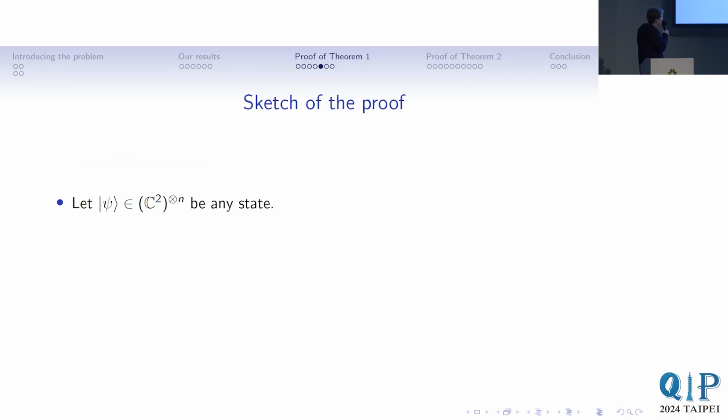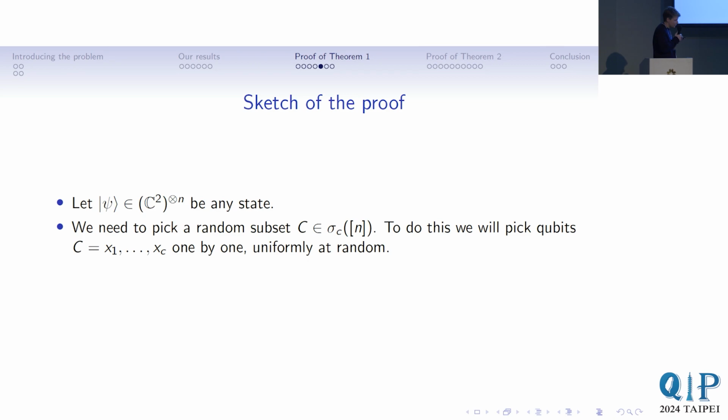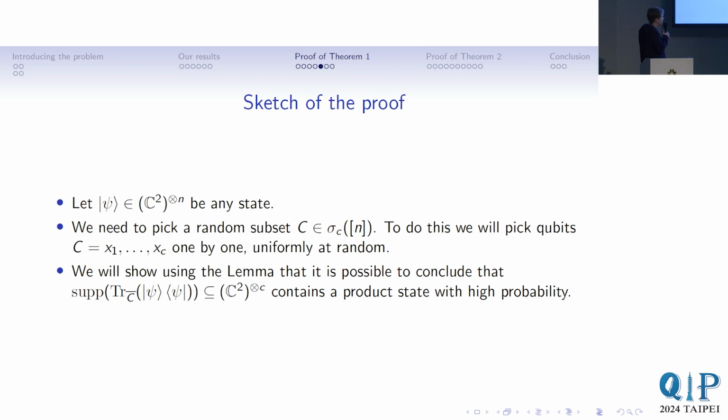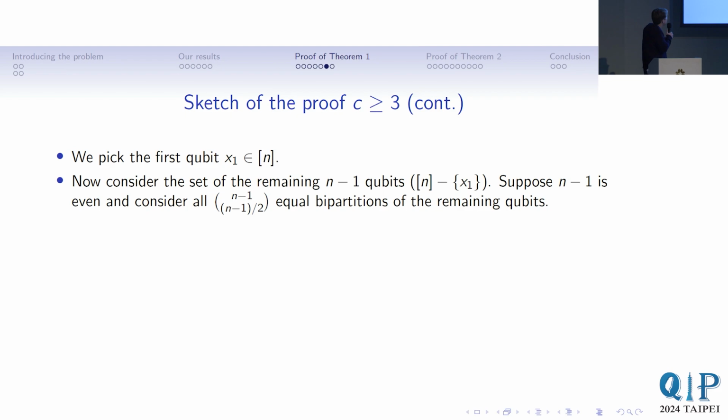So what we're going to do is we take any state, and we're going to pick this randomly chosen constant size subset. We're going to pick the qubits one by one. Then we're going to perform some analysis that shows that indeed the support of this partial trace density matrix will contain a product state with high probability. So the way we do this is we pick the first qubit, and then we consider the set of all the remaining n-1 qubits. Let's suppose n-1 is even for simplicity. It's just a bit of a subtlety if it's not. And we consider all the equal bipartitions of the remaining qubits, the bipartitions into two sets of equal size. So there's n-1 choose (n-1)/2 of these.